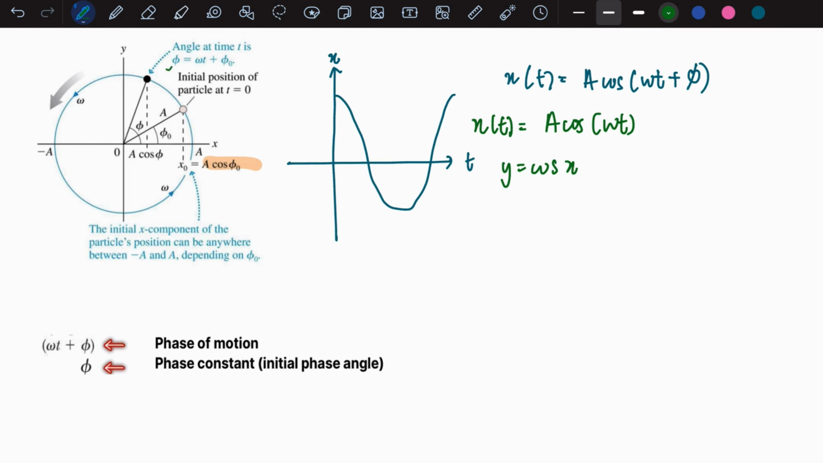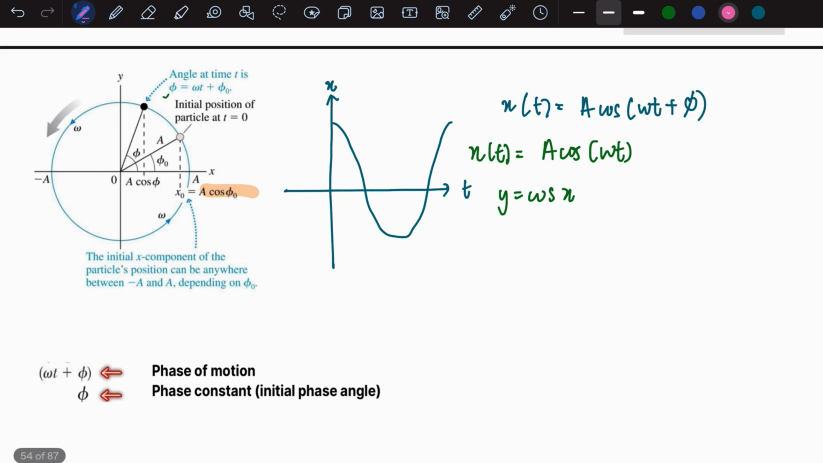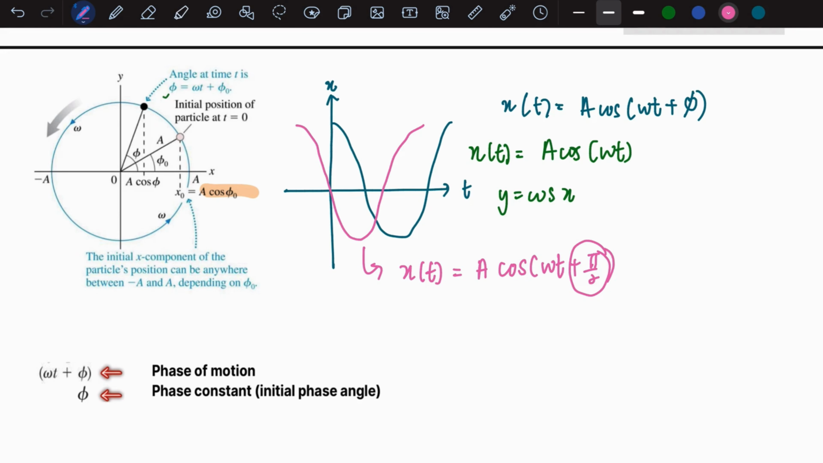Now let's say I'm going to draw another cosine graph. I'm going to move this graph to somewhere here. If you realize, I have shifted the graph to the left, that means now the pink color graph will have an equation of x with respect to time equals A cos(omega t plus pi over 2). Remember, if it's plus pi over 2, that means you shift your graph to the left. If it's minus pi over 2, you shift your graph to the right.